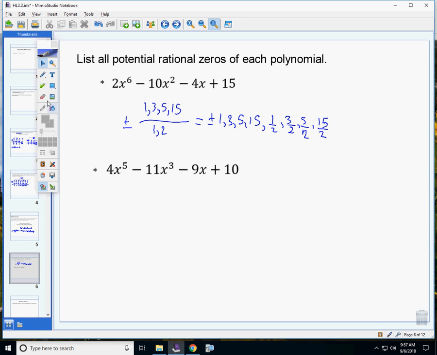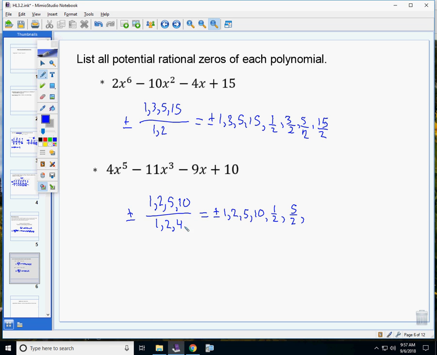Here's another example. Again, we would take the factors of the constant divided by the factors of the leading coefficient. So the constant has factors 1, 2, 5, and 10. The leading coefficient has factors 1, 2, and 4. So dividing all of them by 1, we would have a 1, a 2, a 5, and a 10. Dividing them all by 2, we would have 1/2. That would become 1, which we already wrote. 5/2, and then 5, which we already wrote.